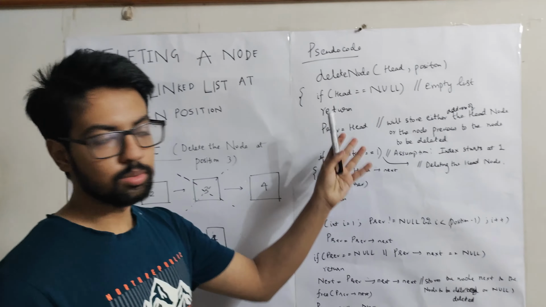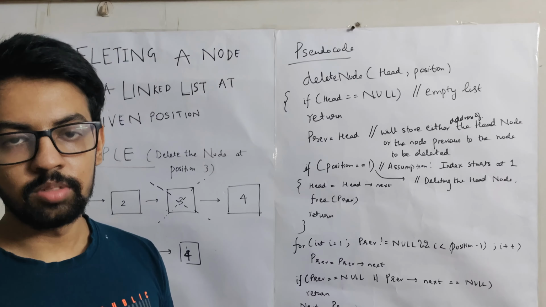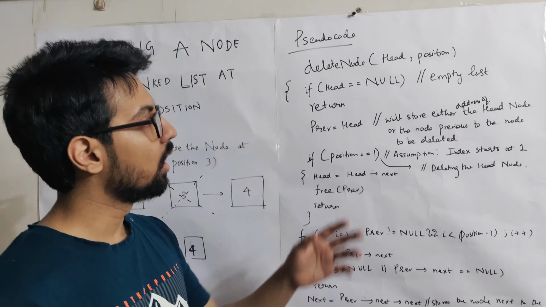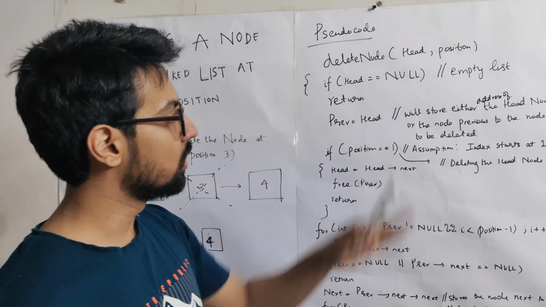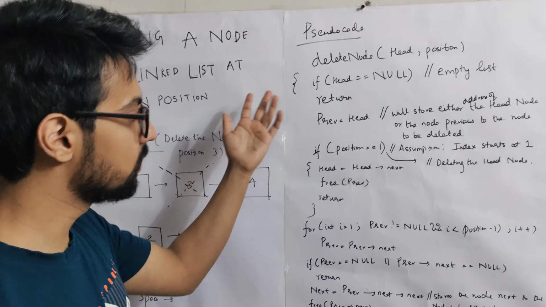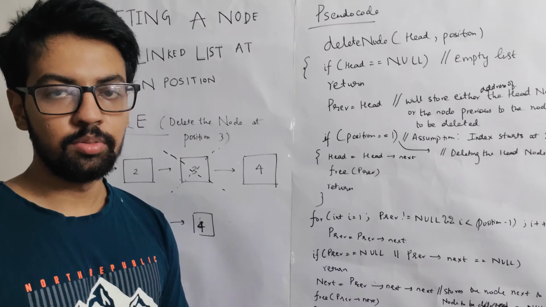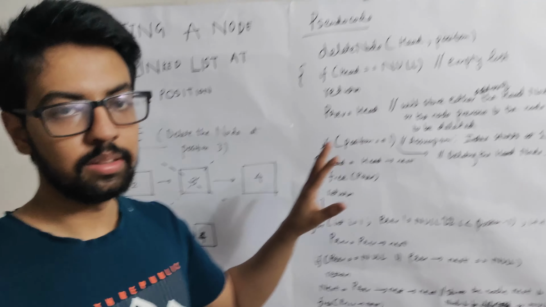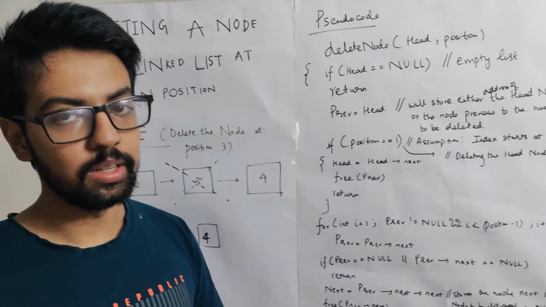So we have this function present here, delete node. This contains two parameters. One is the head, which points to the head node, the initial node, and the second is the position of the node to be deleted. If the head is null, let's say it's an empty list, then we will simply return. Otherwise, we will have one more pointer, previous, called pre over here, which will point to the head itself. The purpose of this will be that it will either be pointing to head or it will be pointing to the node previous to the node to be deleted.